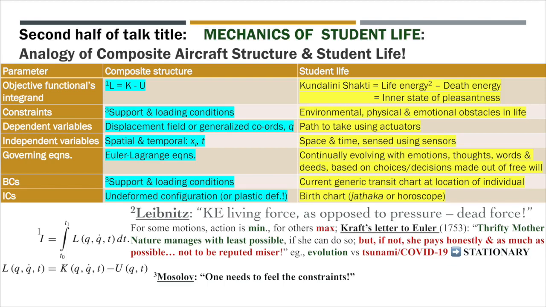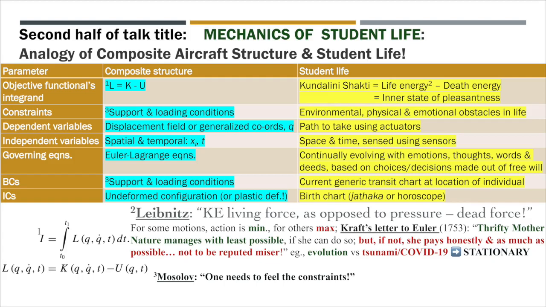In the case of the human life, it's the birth chart or Jataka or horoscope, but no, every moment becomes an initial condition because you have changed things right from your birth to now, and that's where the plastic deformation analogy comes in. So no longer you depend on the birth chart.